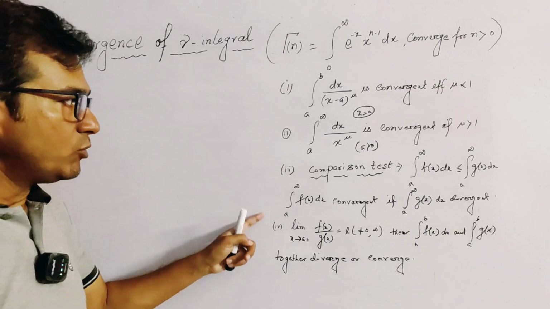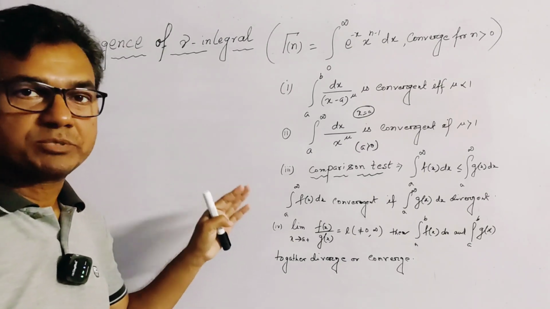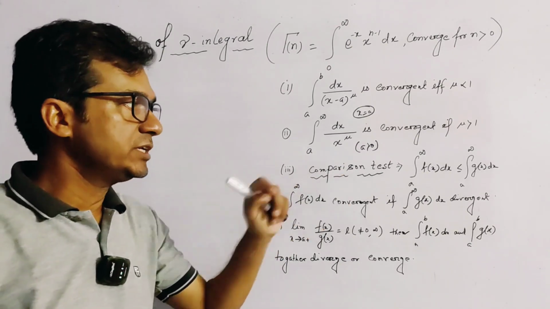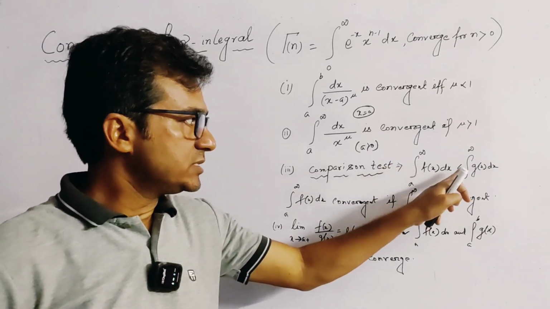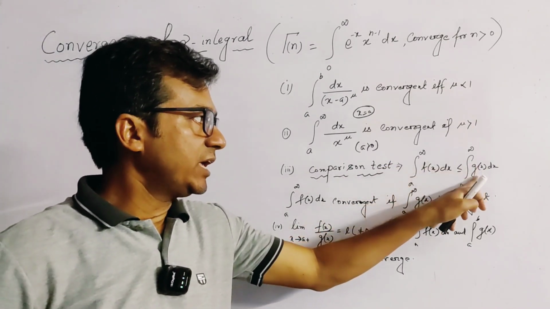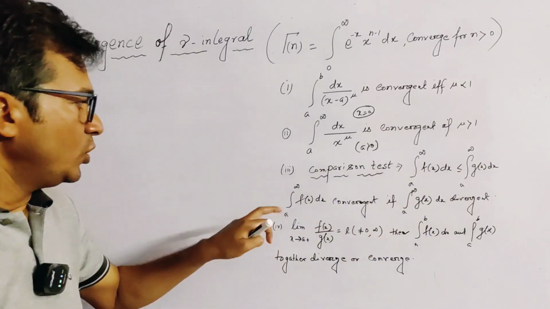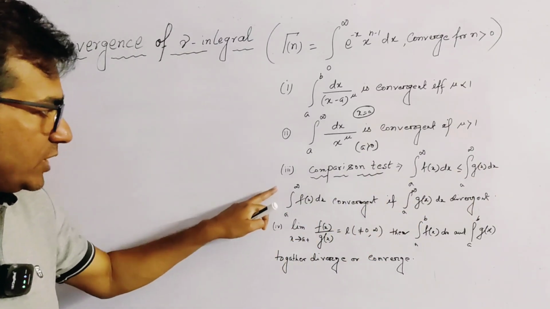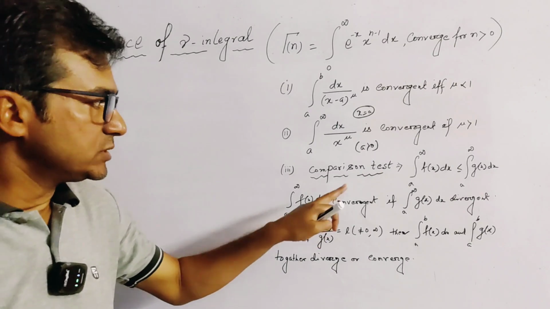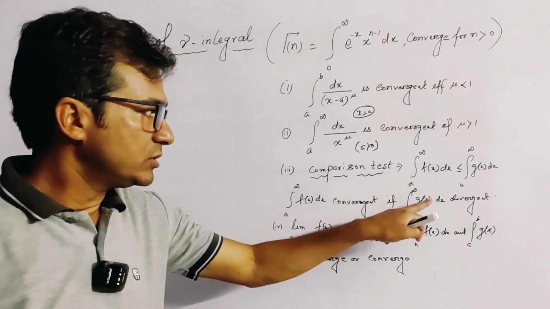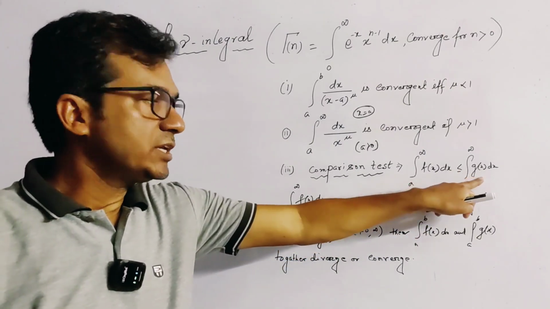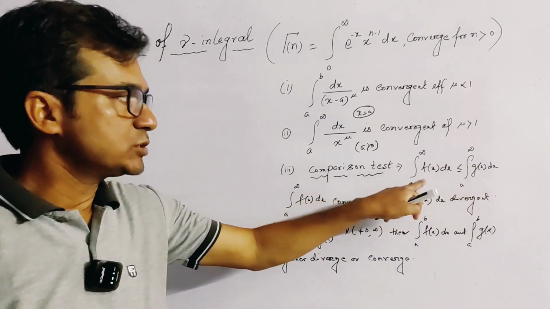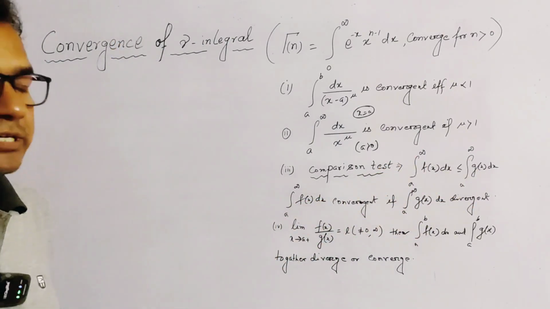And 3 and 4 are the two parts of the same test. This is the comparison test. If integration a to infinity f(x) dx is less than or equal to integration a to infinity g(x) dx, and if the larger integration is convergent, then the smaller integration must be convergent.